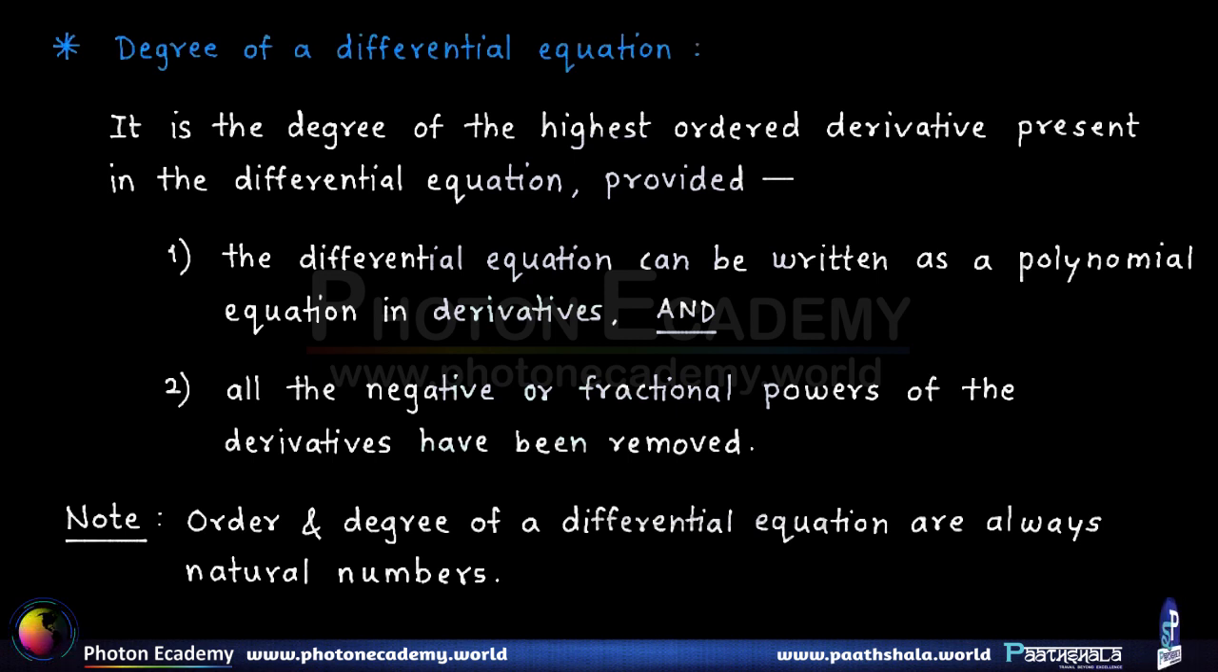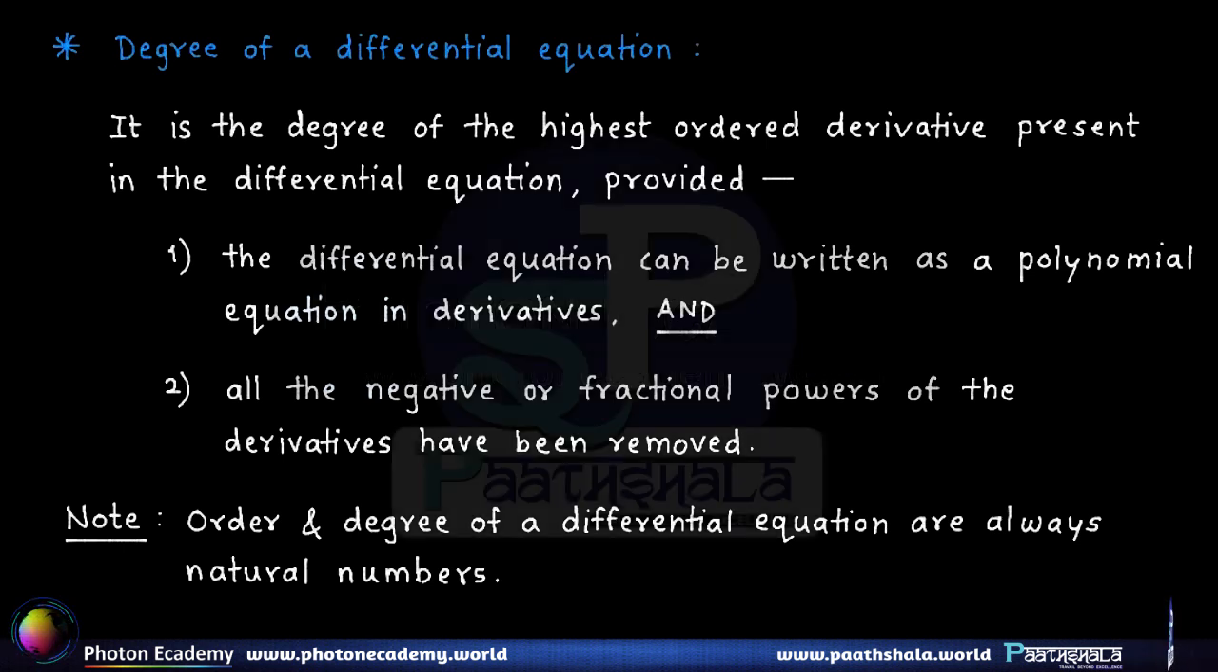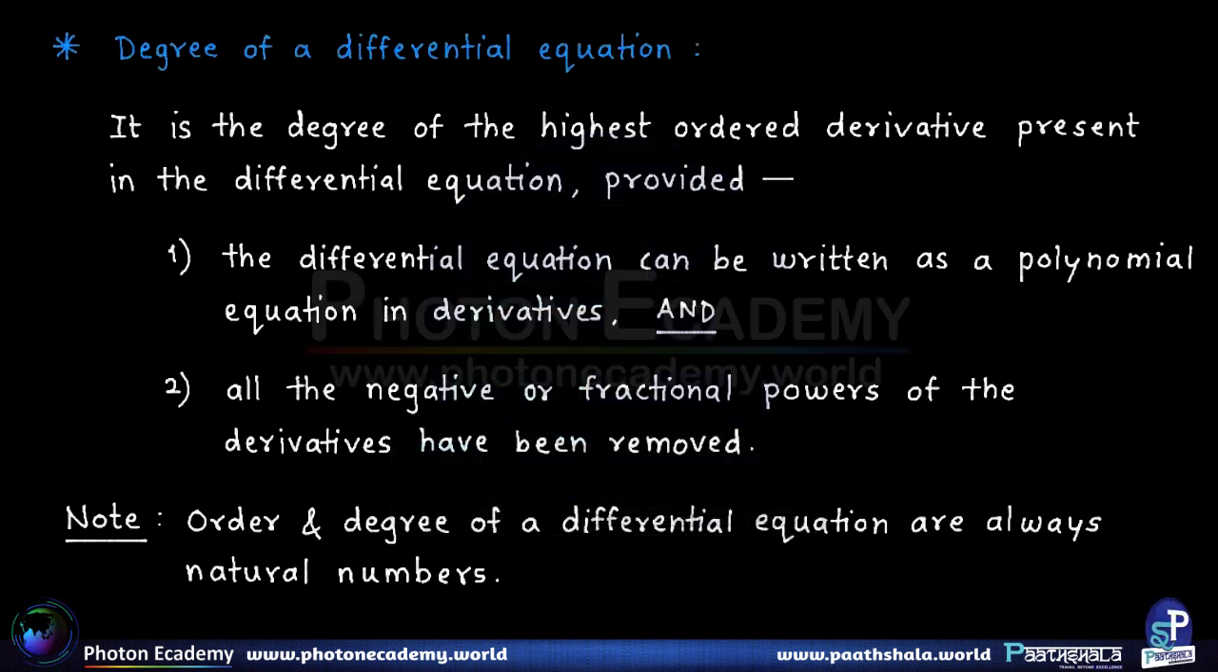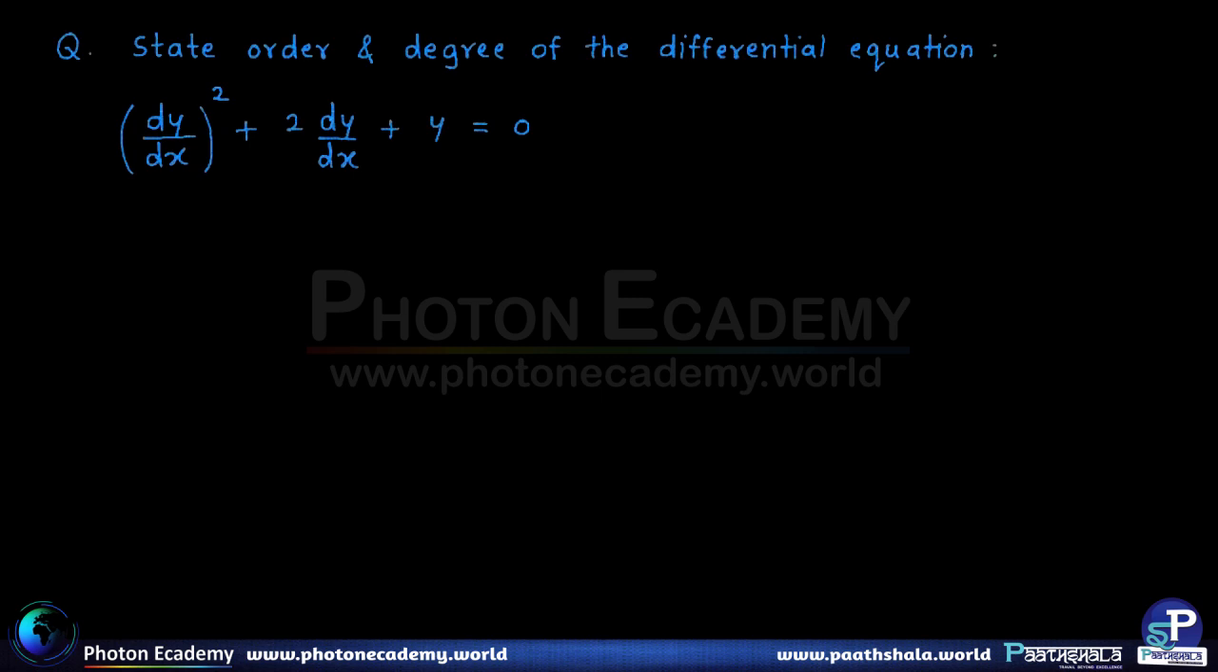Of course, we will understand everything once again as we see the examples in some time. Also, let us note at the end that order and degree of a differential equation are always natural numbers. So they cannot be fractions or negative numbers. Now let us solve a few examples based on identifying the order and degree of the given differential equation, so that these concepts will be clarified.